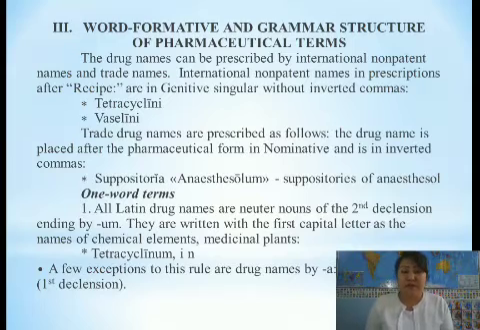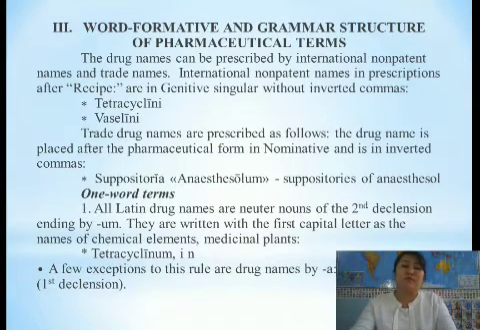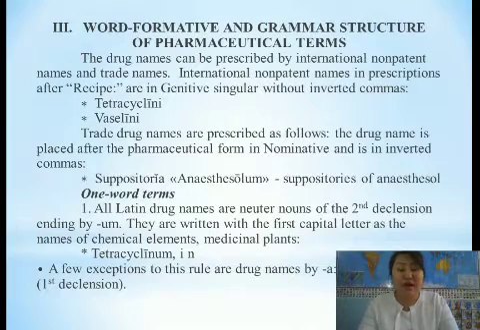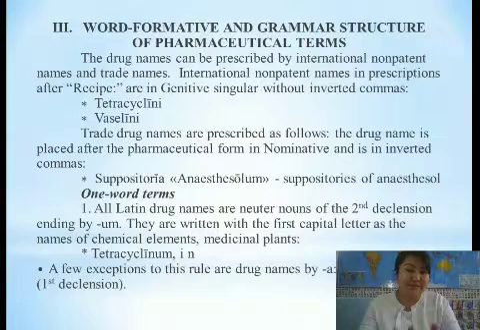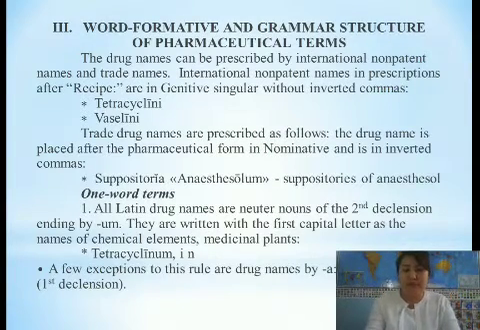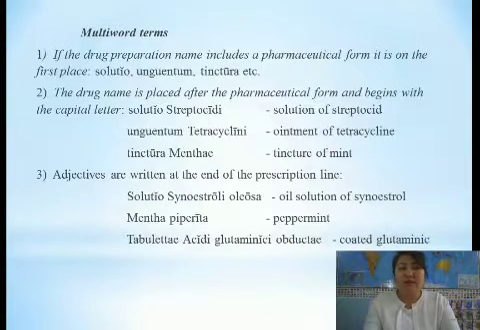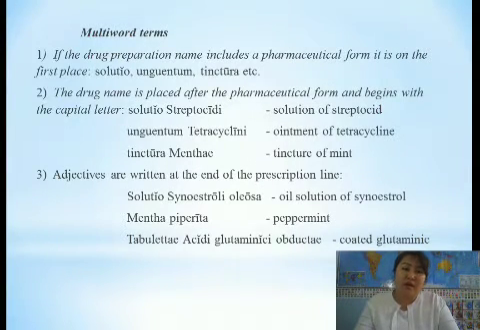But we have some exceptions to this rule. For example, some drug names ending in -a, like No-shpa or Dopa, are first declension nouns. That's why we have some exceptions. Not all drugs end with -um; some drugs end with -a. Remember this rule, please. Let's go on with multi-word terms.